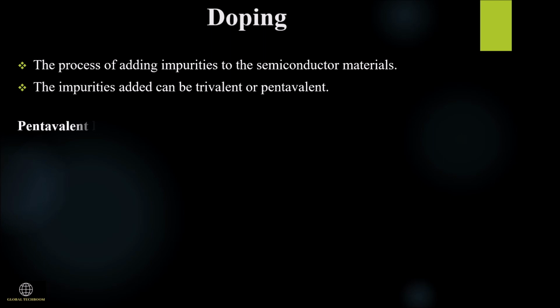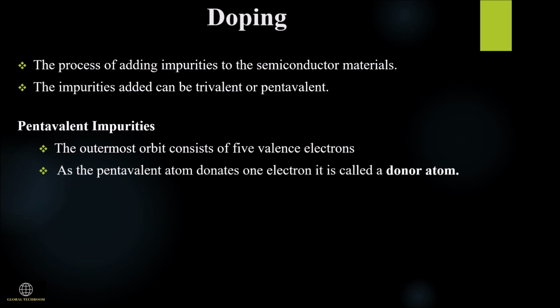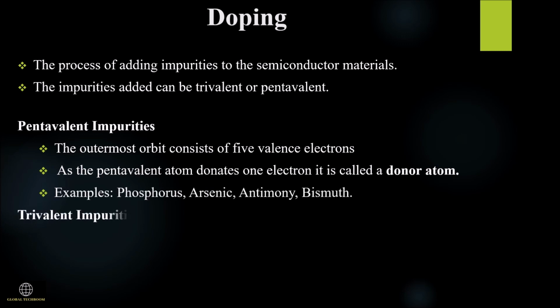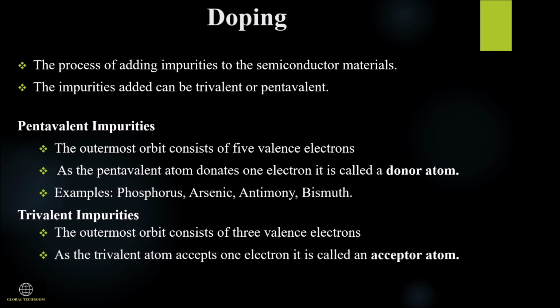In pentavalent impurities, the outermost orbit consists of 5 valence electrons and it donates 1 electron to the conduction band of the pure semiconductor atom. Hence, it is called a donor atom. Examples are phosphorus, arsenic, etc. While in trivalent impurities, the outermost orbit consists of 3 valence electrons and it accepts 1 electron from the semiconductor atom and hence it is called an acceptor atom. The examples are boron, aluminum, etc.